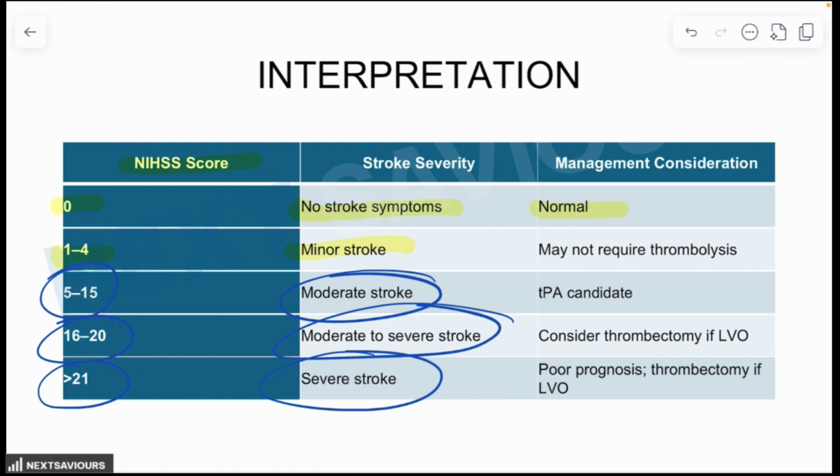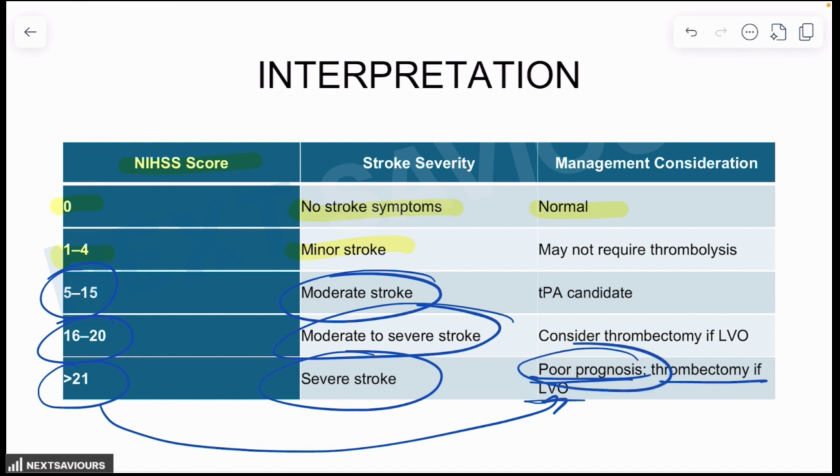If the patient is presenting with a score of more than 21, then it is associated with poor prognosis. Thrombectomy is indicated when a large vessel occlusion is seen, but it is associated with poor prognosis because the core infarct area obviously would be larger. On the other hand, if the score is between 16 to 20, then consider thrombectomy if there is a large vessel occlusion. If the score is between 5 to 15, then the patient is a candidate for management by thrombolysis, which is alteplase.